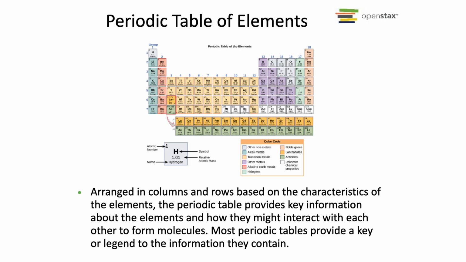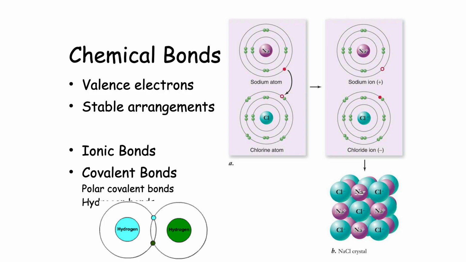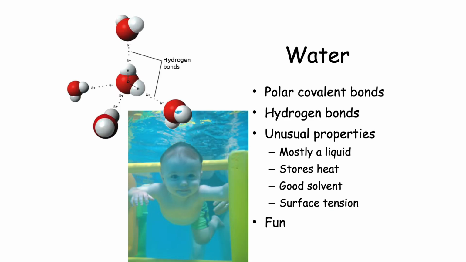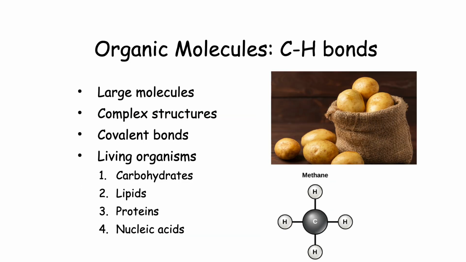Okay, we're not going to do chemical equations or anything like that, but we will talk about different types of atoms. So carbon, hydrogen, nitrogen, oxygen. You'll see me use those symbols. And I'll talk a lot about chemical bonds and water. But mostly we're going to talk about organic molecules.